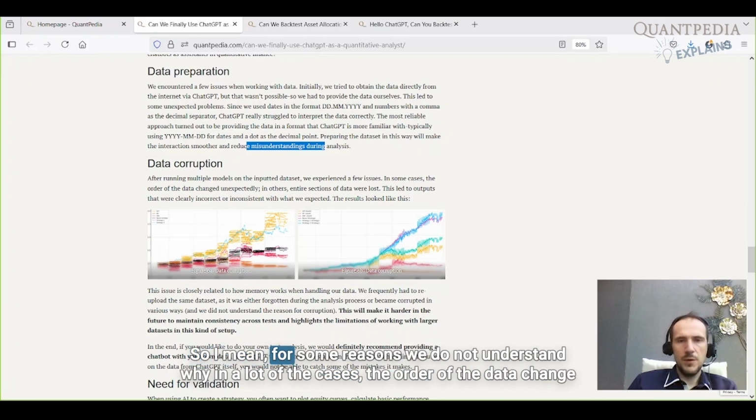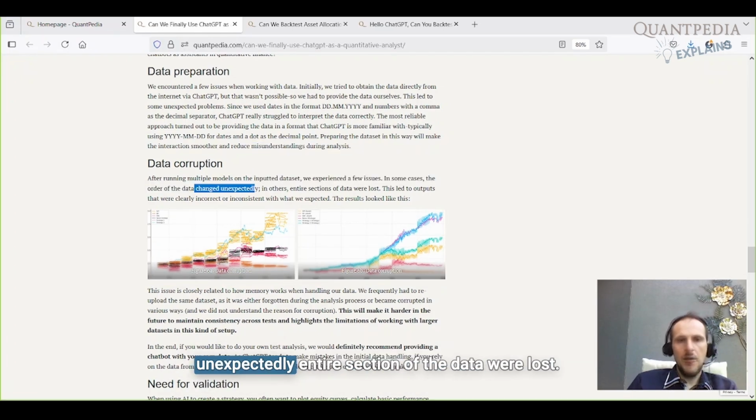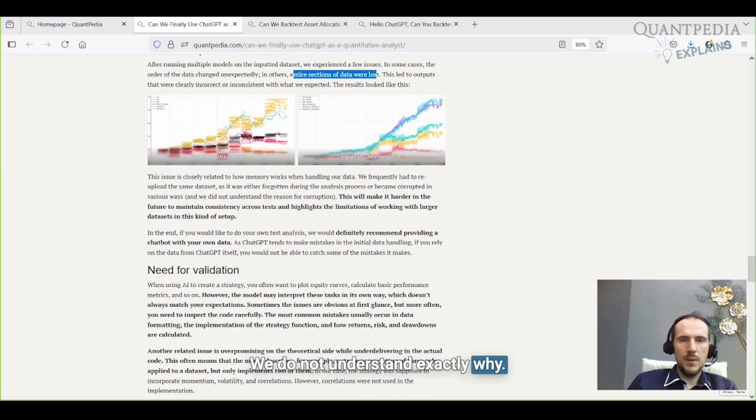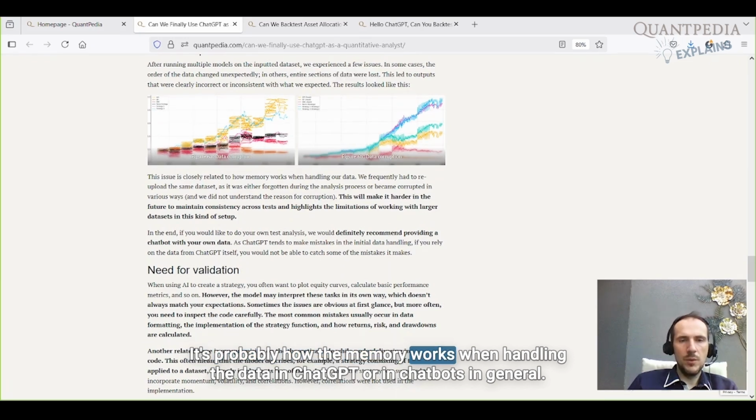For some reason we do not understand, in a lot of cases the order of the data changed unexpectedly, entire sections of the data were lost, and then at the end this is how it looks like. We do not understand exactly why. It's probably how the memory works in handling the data in ChatGPT or in chatbots in general.